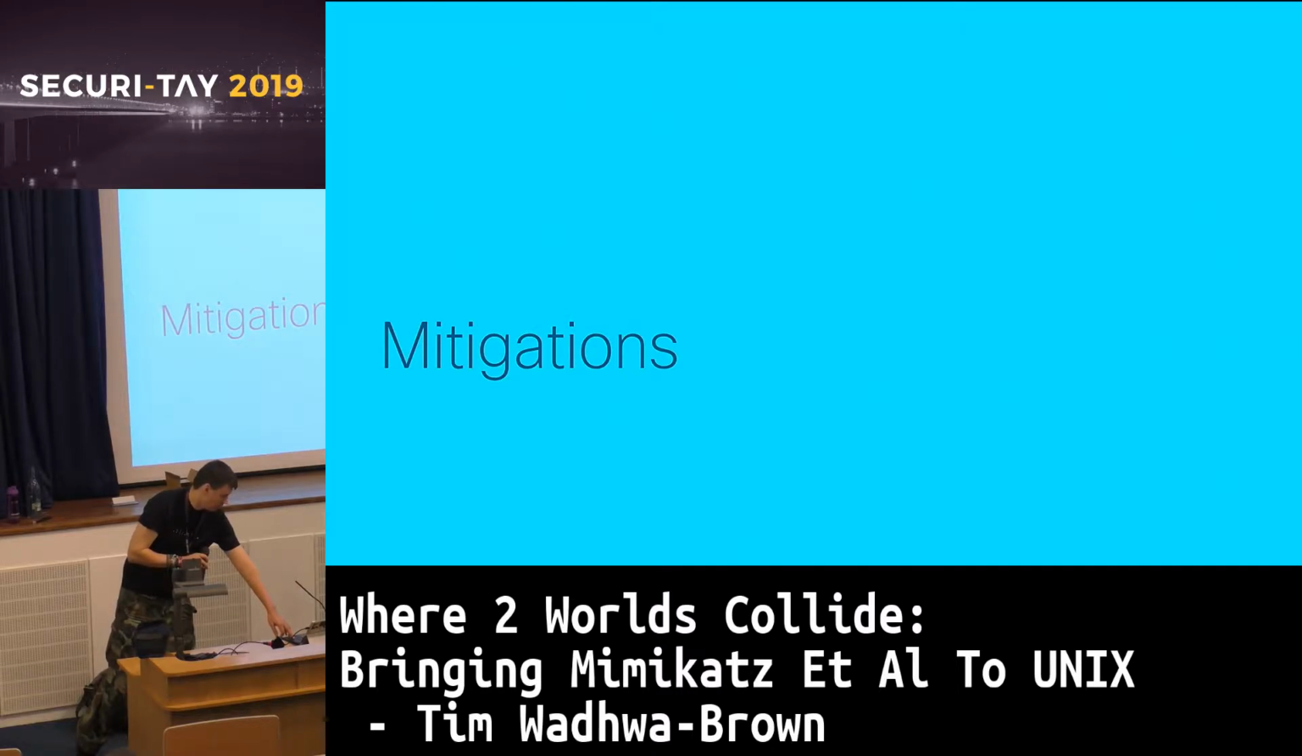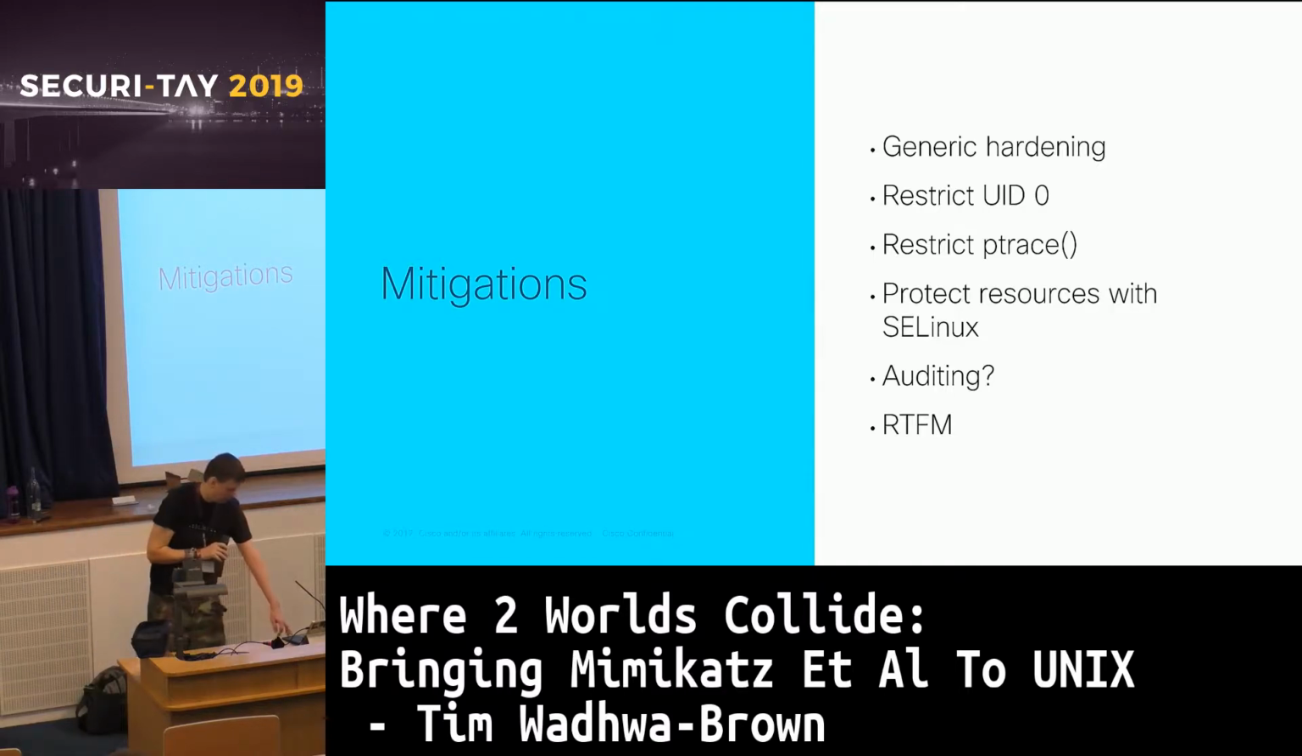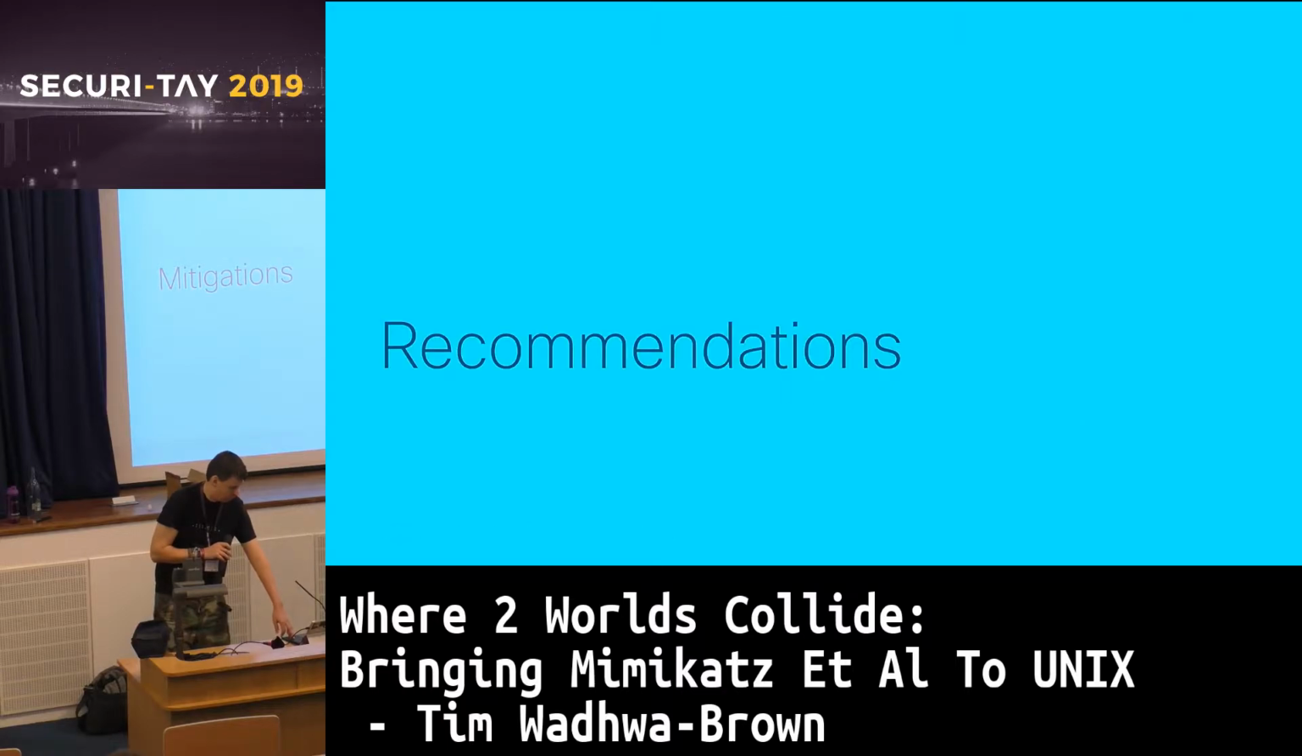So what do mitigations look like? You've got generic hardening, you've got the restriction of UID 0, you don't really want people to reroute your systems. You can lock down ptrace, a number of different ways you can do that. You can protect the resources with SELinux. You can apply additional auditing, so you can read the manual. I said there was some bonus material. Each of those has a slide of its own in the bonus section of the deck. But instead of that, let's move on to recommendations, and I'll show you why.